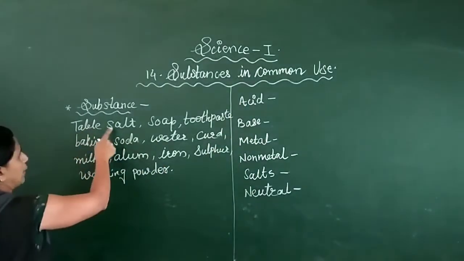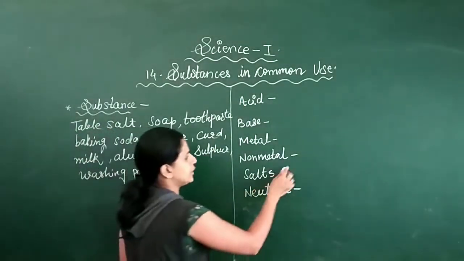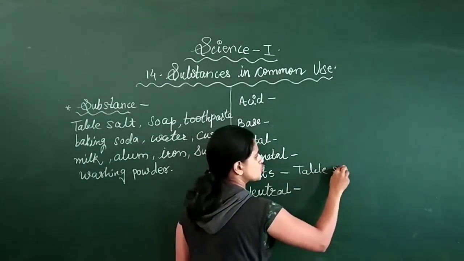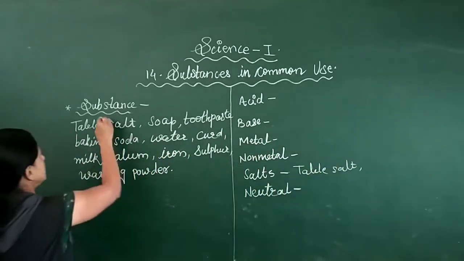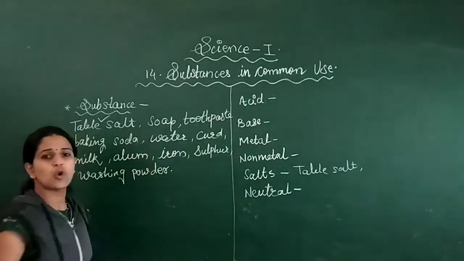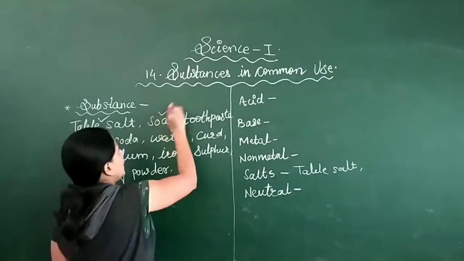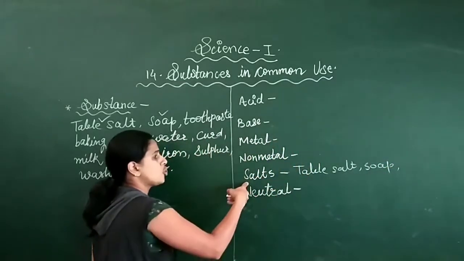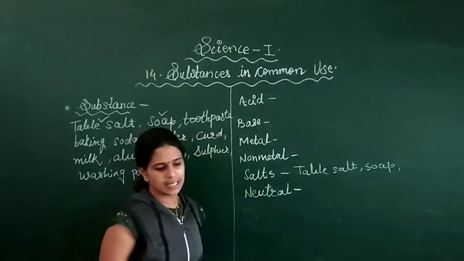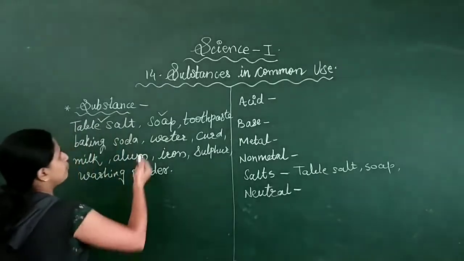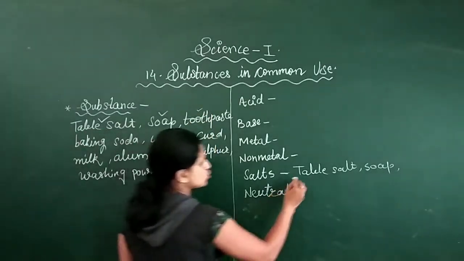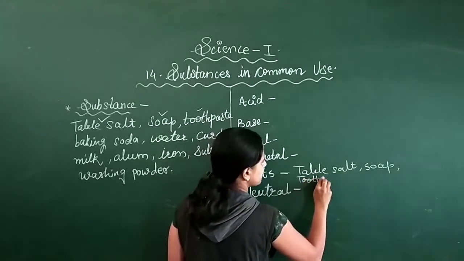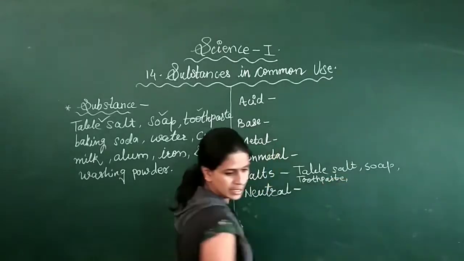The first one is table salt. In the name itself salt is given, and for that reason it is a salt. So write down table salt. Then the next, soap. Soap is also a salt only, so keep it in your mind. If you have to divide into salts, then soap is there in the salt. Then the next is toothpaste. It is also a type of salt, so write down toothpaste here.